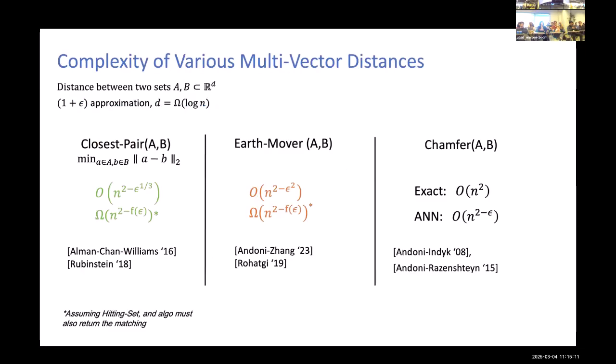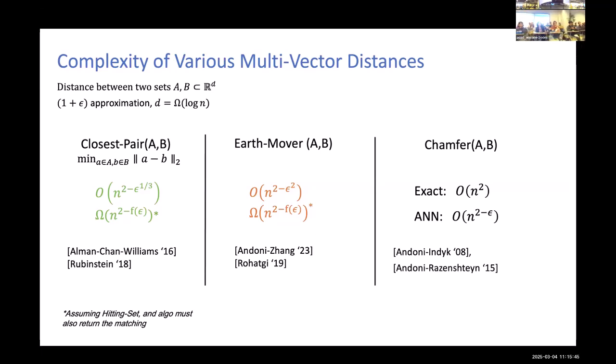So to begin by thinking about the complexity of computing this chamfer distance, I want to see how it compares to other, very well understood measures of distance between two vectors. Two of those measures, I mentioned them earlier, but I'll talk about here. One of them is the closest pair, and one of them is the Earth mover distance. For both of these measures, we actually have slightly less than quadratic time algorithms. So if you want a 1 plus epsilon approximation, you can do a little bit better than n squared time.